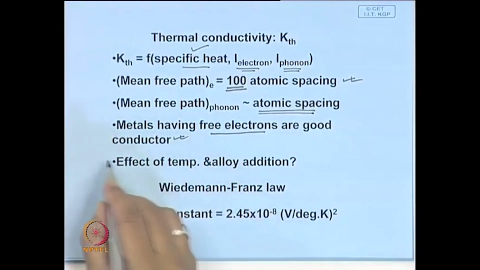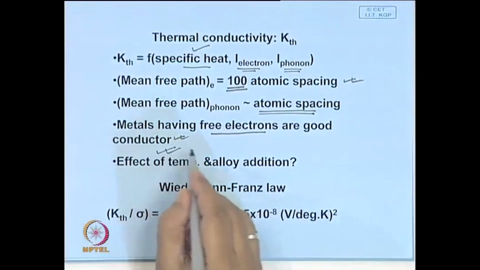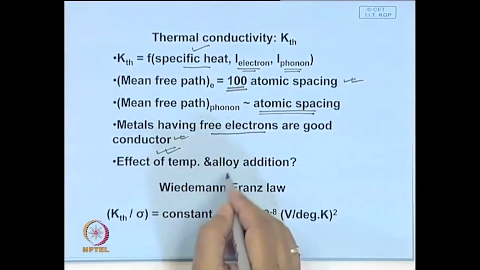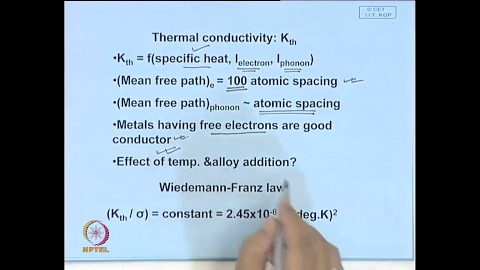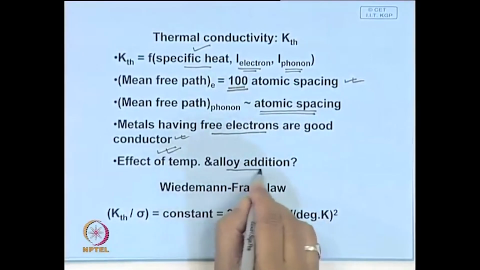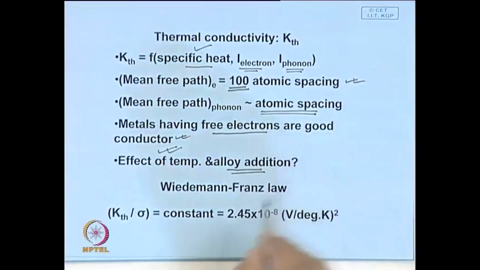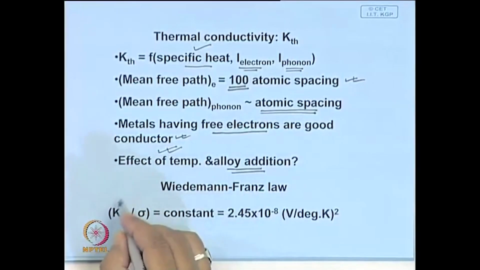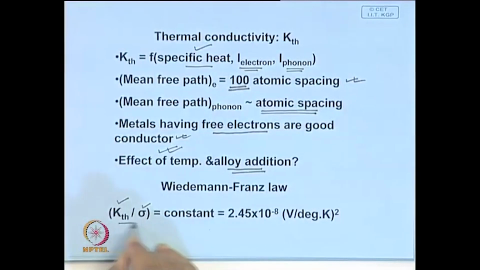Now, here also you can discuss in the same way what will be the effect of temperature. With increasing temperature, resistivity goes up. So, also thermal conductivity will go down. Similarly, alloy addition also will bring down thermal conductivity. Now, it will be interesting to see what is the relationship between thermal conductivity and electrical conductivity, because in both the cases electron is the charge carrier.